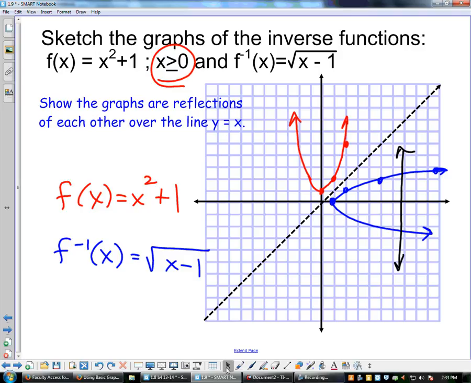So I wonder if there's some way that we could test a function to see whether its inverse will also be a function. We're going to learn that right now. A horizontal line test.